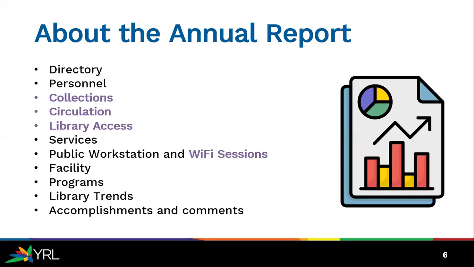The areas that YRL helps you the most with are the ones on the screen bolded in purple right now. So that would be collections, circulation, library access, and Wi-Fi sessions. So those are the areas that we're going to focus on today. We'll take a look at how we do each one of those. But do reach out to us if you have questions that fall into the other categories here. We can help answer those or help you figure out how to answer those as they come up.